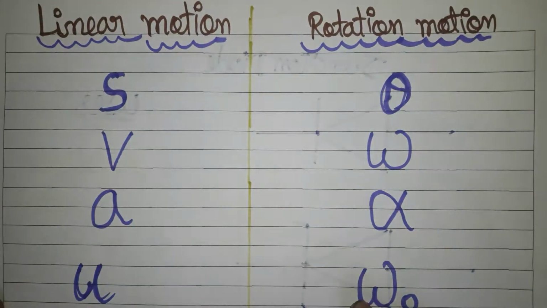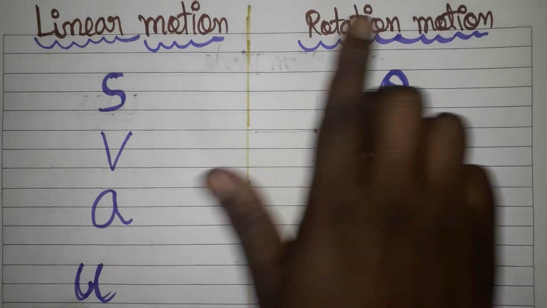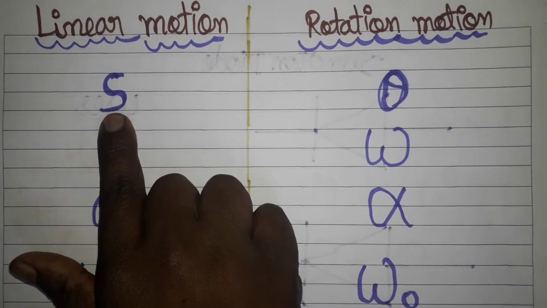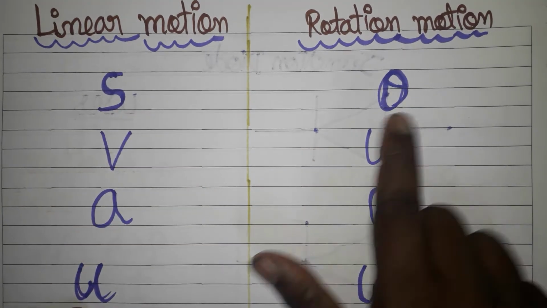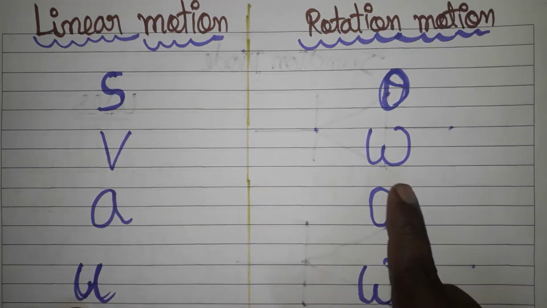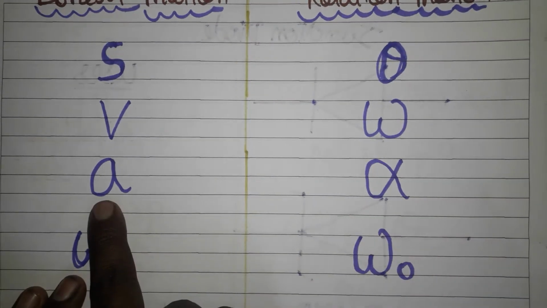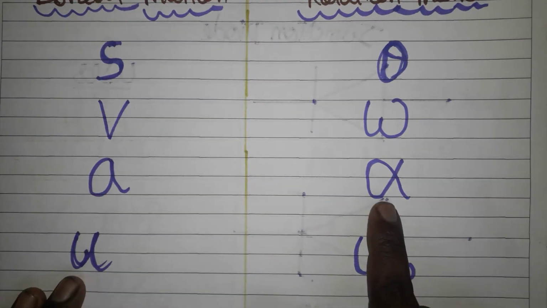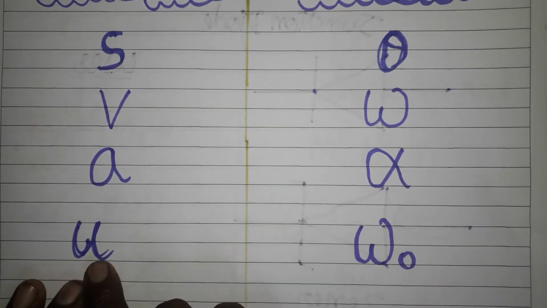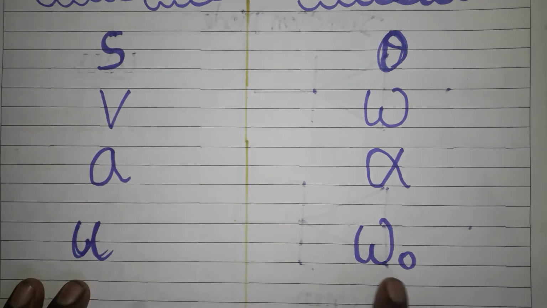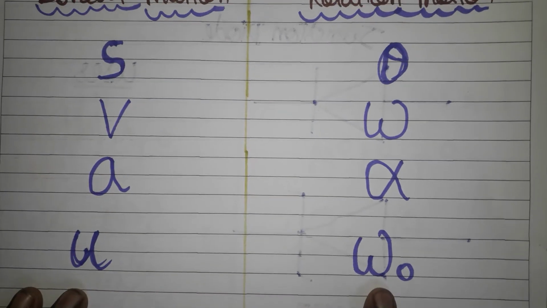Hello student, today we are going to see the difference between linear motion and rotation motion. S is linear displacement, theta is angular displacement, V is velocity, omega is angular velocity, A is linear acceleration, alpha is angular acceleration, U is the initial velocity of linear motion, omega naught is the initial velocity of rotation motion. This side is linear motion, this side is rotation motion.